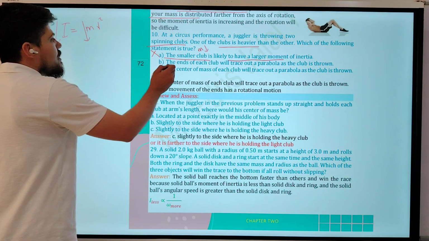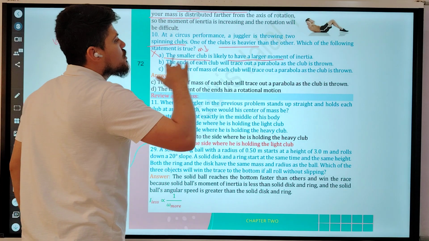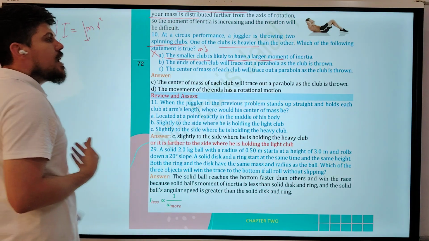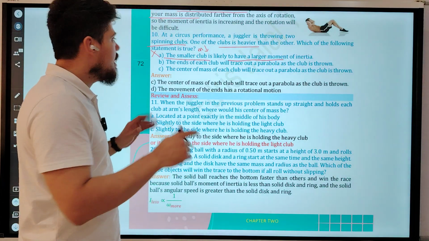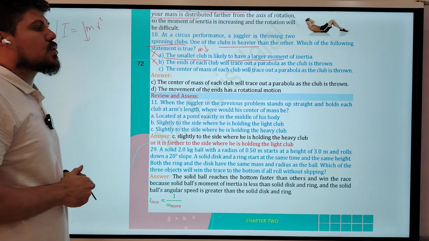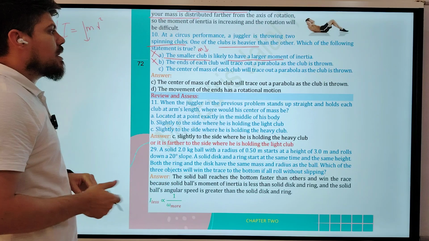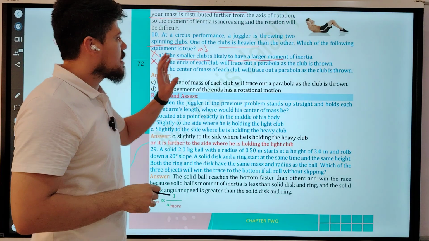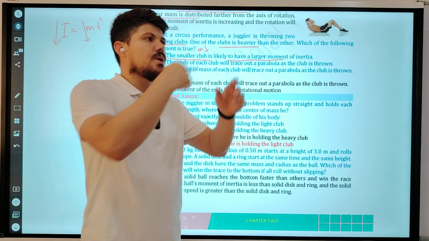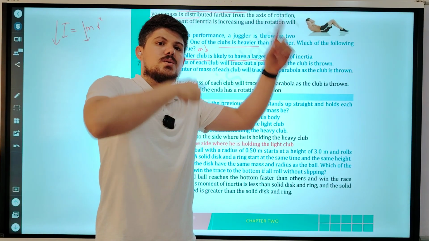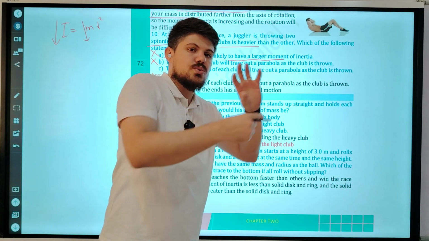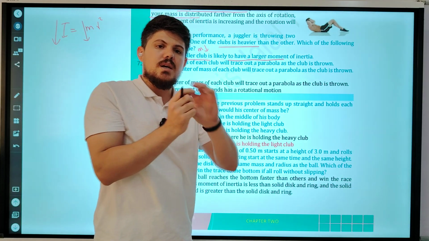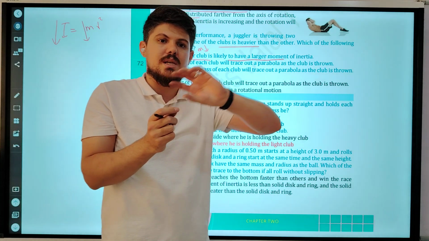The second one: the ends of each club will trace out a parabola? No. The ends rotate. B is also incorrect. As I explained in a previous lesson, when the club, or the thin rod, is thrown into the air, the ends are spinning or rotating, not tracing a parabolic translation. But the center of mass is tracing a parabola, moving in translational motion.